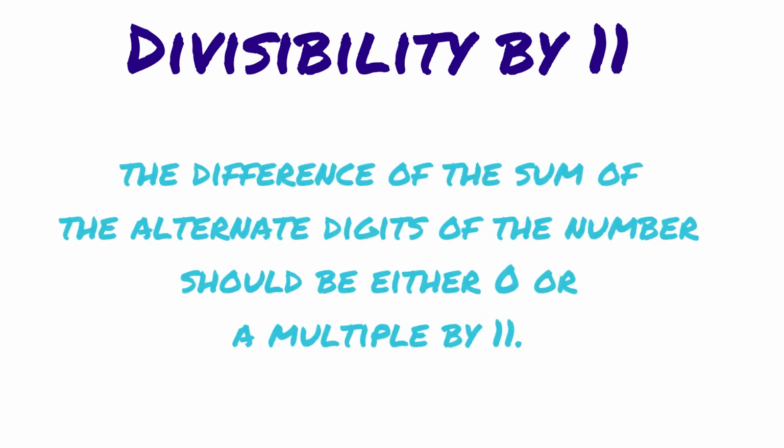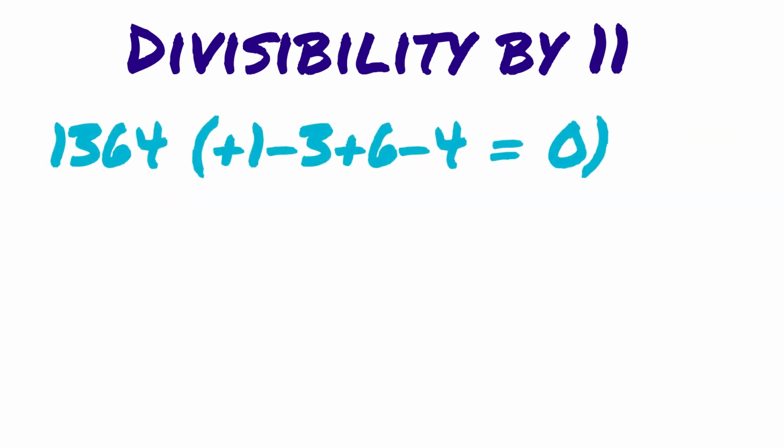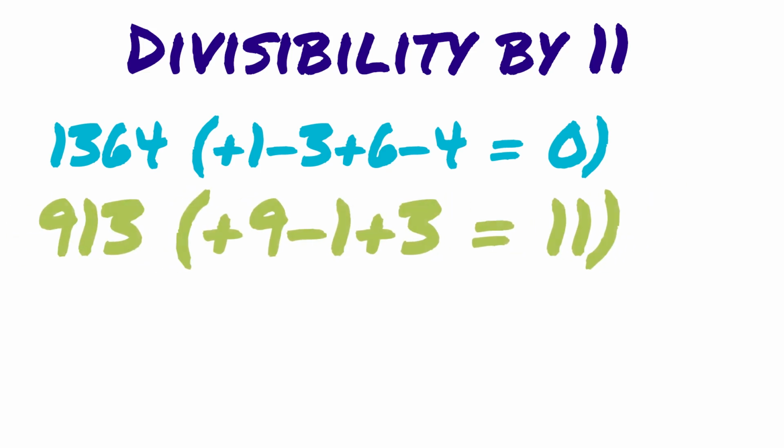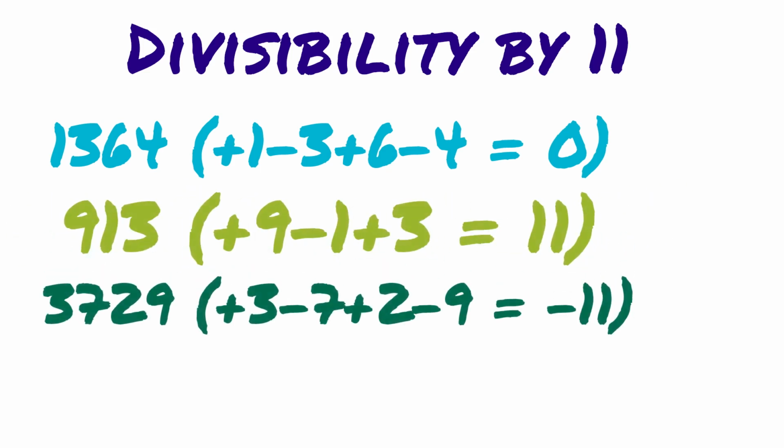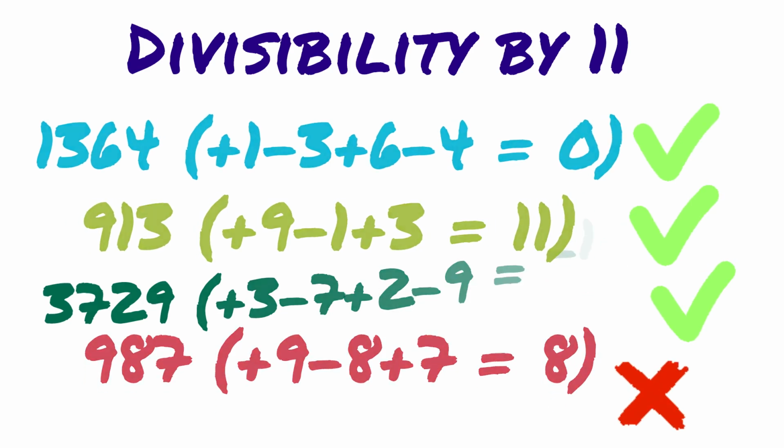Divisibility by 11. For a number to be divisible by 11, the difference of the sums of the alternate digits of the number should be either 0 or a multiple of 11. For example, the differences of the sums of the alternate digits of 1364, 913 and 3729 are 0, 11 and minus 11 respectively. So, these numbers can be divisible by 11, whereas the answer for 987 is 8, so it can't be.